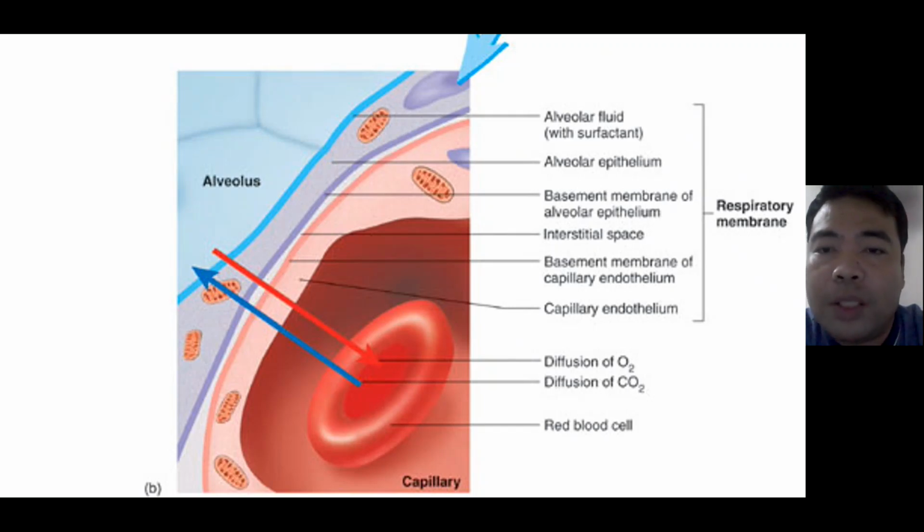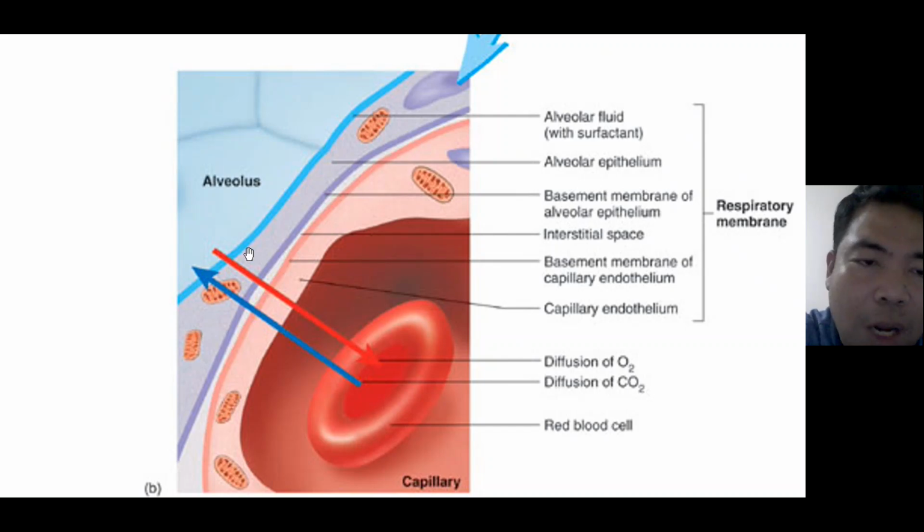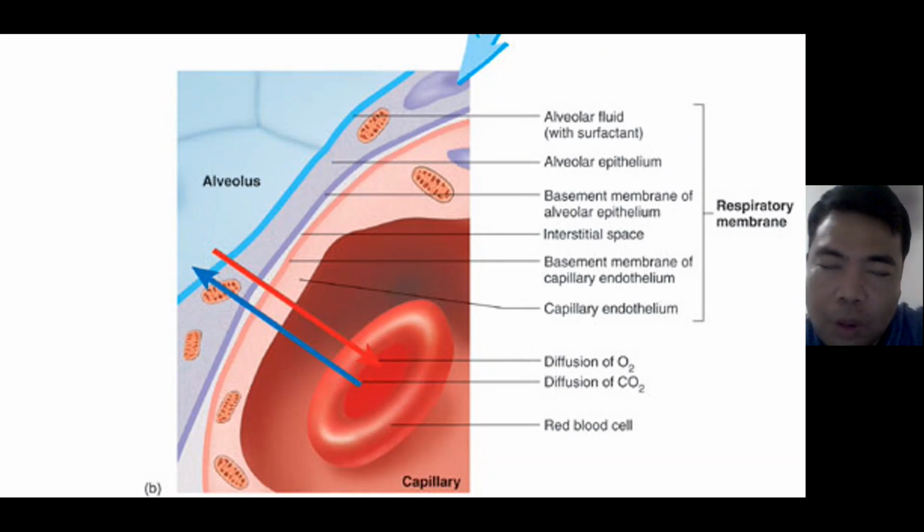Okay? Then the next layer is your alveolar epithelium. It is the main wall of our alveolus, which is made up of simple squamous epithelium. So if you will go back to your tissues, yung isang topic natin sa prelim, di ba sabi natin that the lungs, the air sacs of the lungs are made up of simple squamous epithelium.